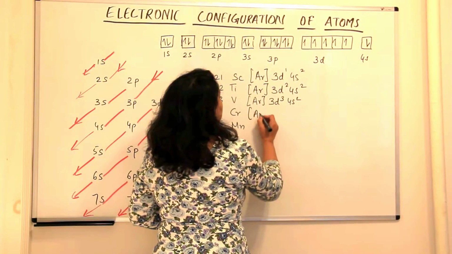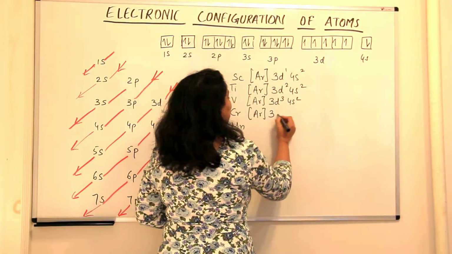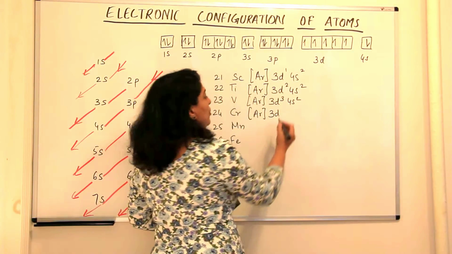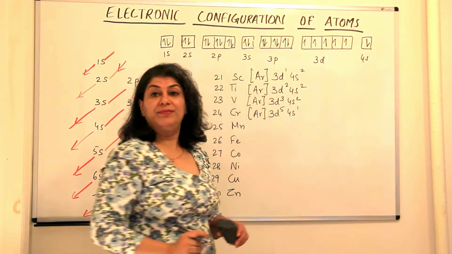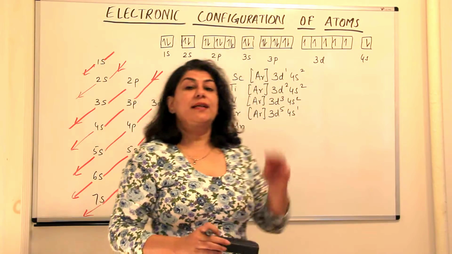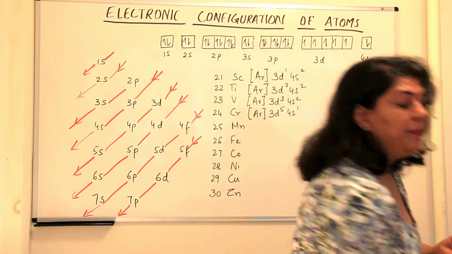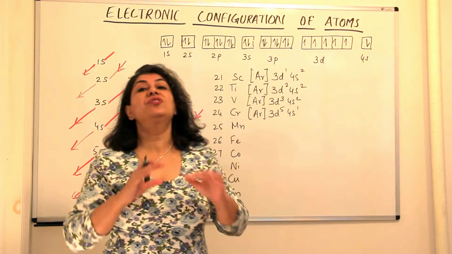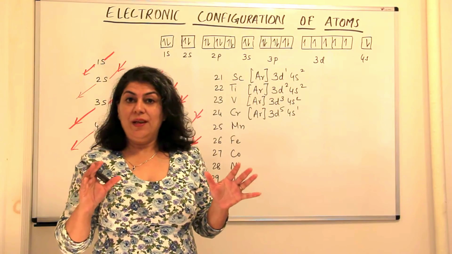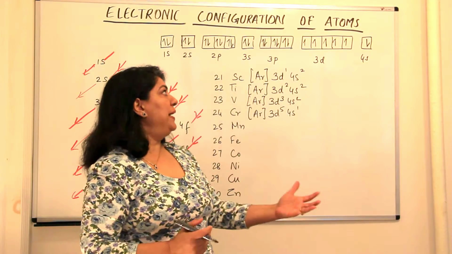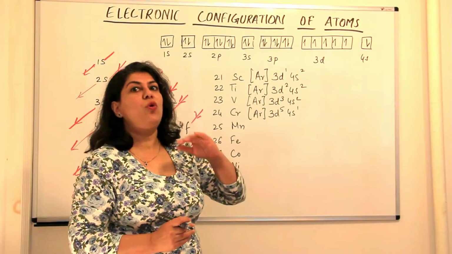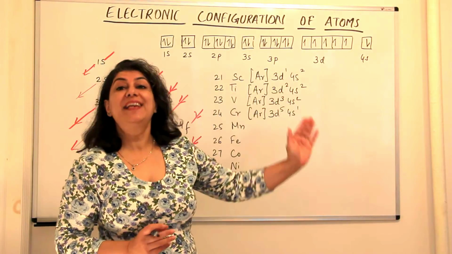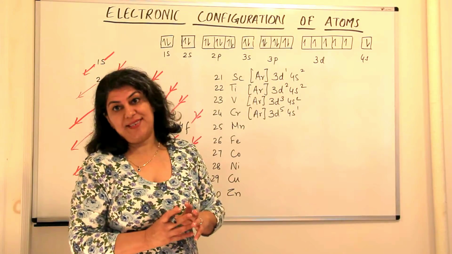This would be argon, and here we would expect it to be 3d4 and 4s2, but it becomes 3d5 and 4s1. The reason for this, there are three reasons. One, we know that electrons repel each other. We are aware that electrons repel each other, and if there are degenerate orbitals, they always try to occupy the orbitals singly first, and then the pairing starts.